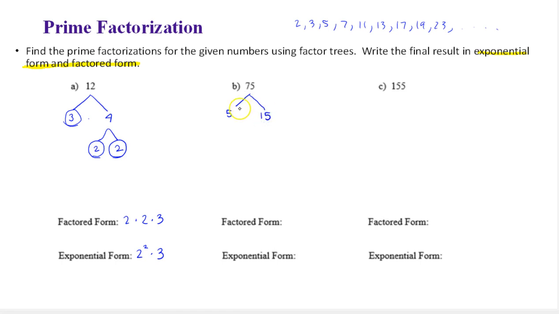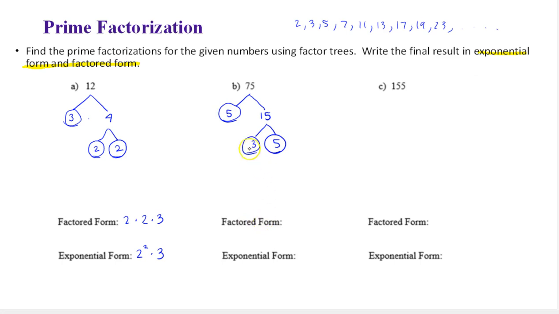Now 5 is prime, so I'm going to circle it. I don't need to factor this anymore. 15 is not prime. It has factors besides 1 and itself. Notice it's not in this list. It ends in 5, and it actually equals 3 times 5. Both 3 and 5 are prime, so I'm going to circle them. And the product of these factors is my prime factorization.